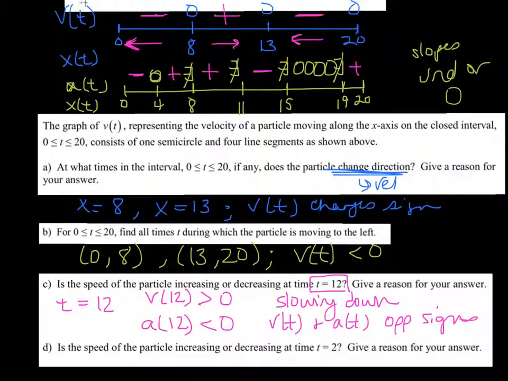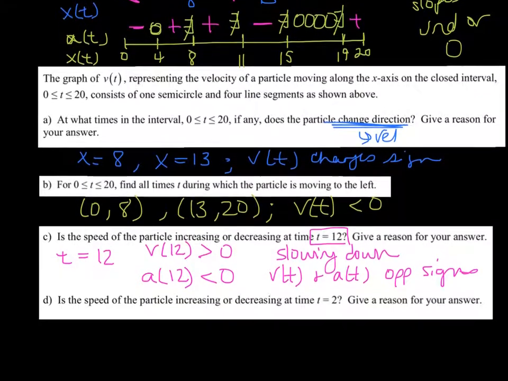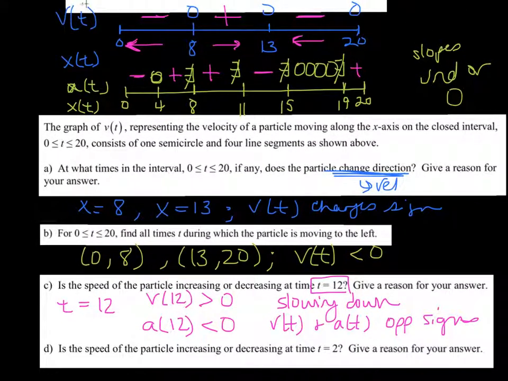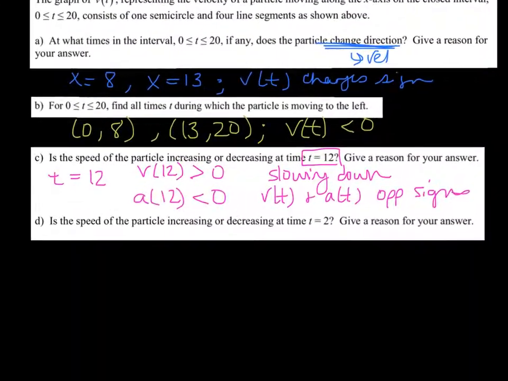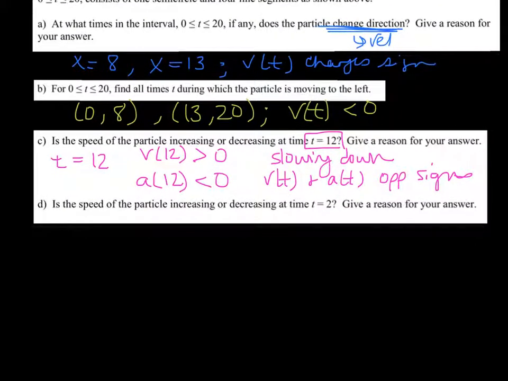Okay. Next one asks for the same information at t equals 2. So at t equals 2, what's happening? Well, I would say, first of all, same thing. I'm going to go ahead and say t equals 2, and I'm going to find v of 2 and a of 2. And I'm going to say, are they positive or negative?